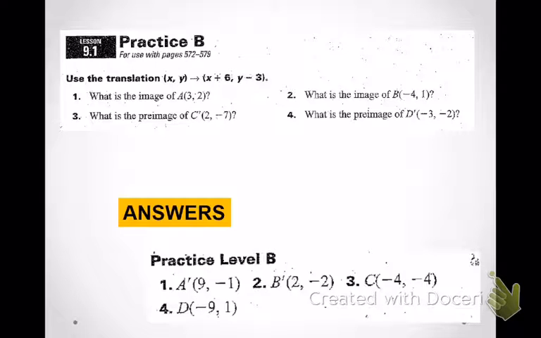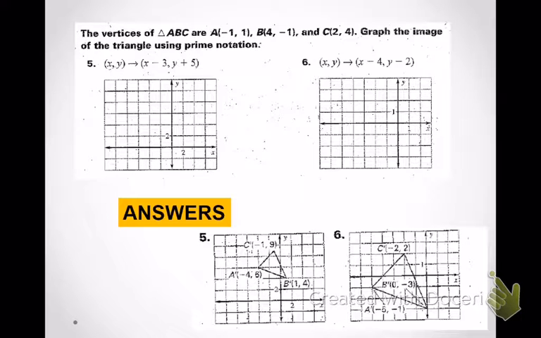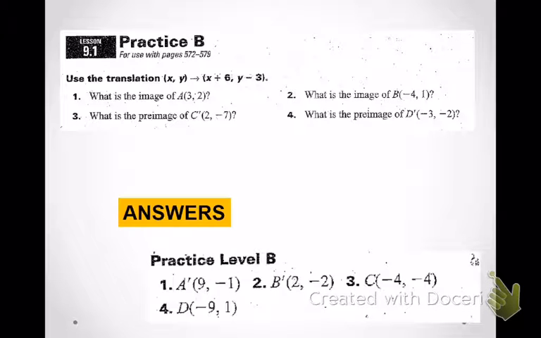Okay, just to review here, we've got a translation where we're adding 6 to x and subtracting 3 from y. So to find the image of A, I would add 3 plus 6, it would become 9. And we subtract 3 from 2, we get negative 1. That would be the image of A. So that would be A prime. Okay, let's do a pre-image.